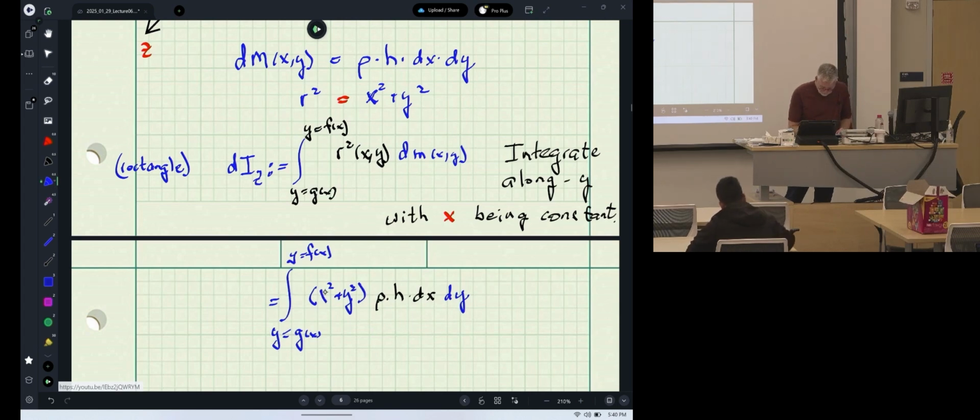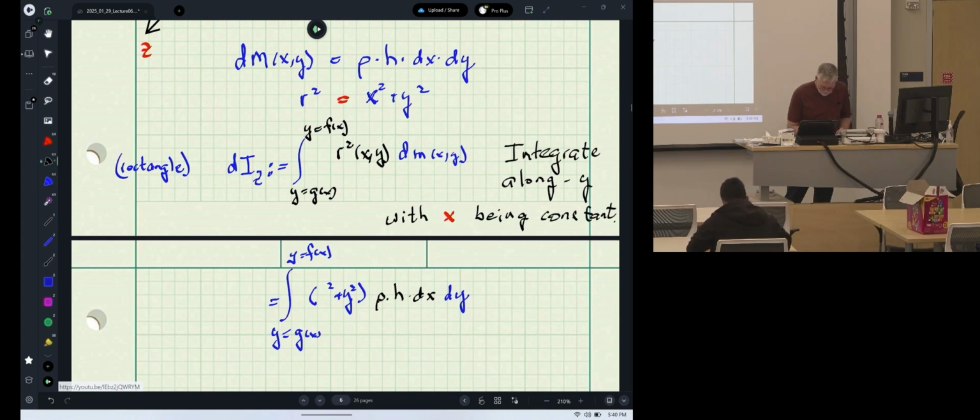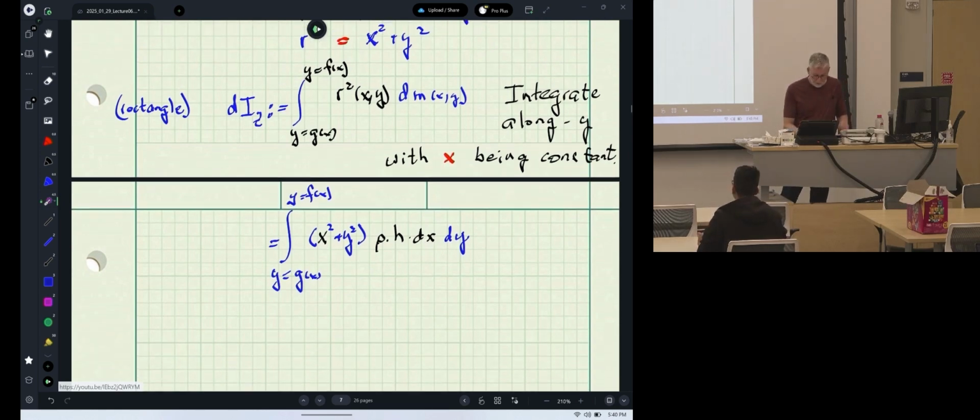I'm going to put everything that doesn't depend upon y in a different color. So we are integrating, x is constant. X squared is a number, just a number. Y is the variable. Rho is constant density, h is a constant thickness, and dx is constant too.